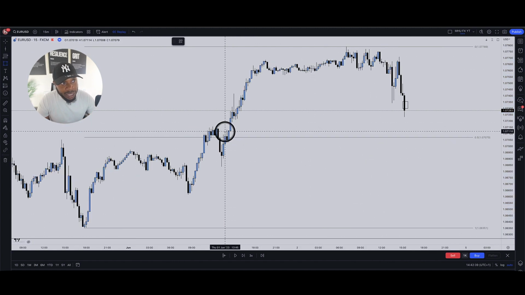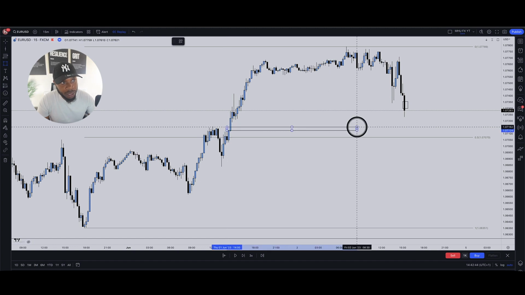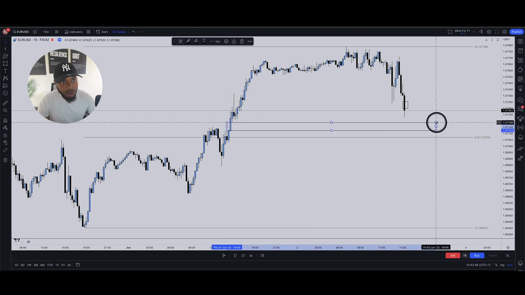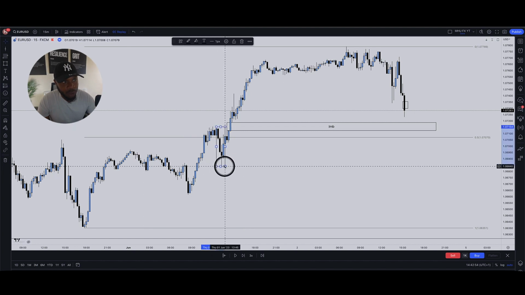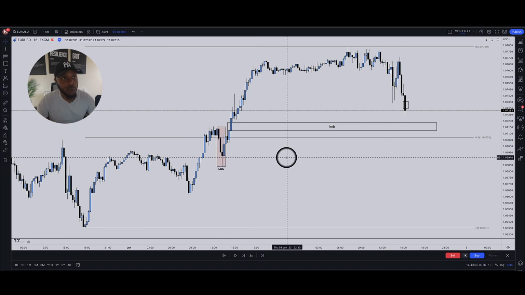We also had this imbalance here. So let's go ahead and mark it up, this imbalance here. That's our area of interest. And then just to tie in with all of that, we also had a down close candle in here too. So basically everything is pointing towards this area here.